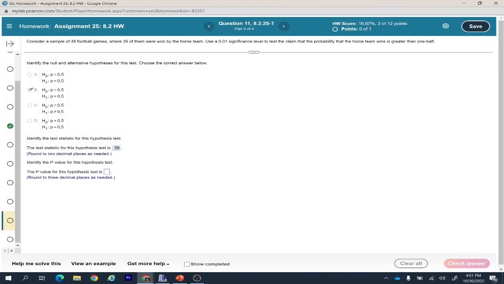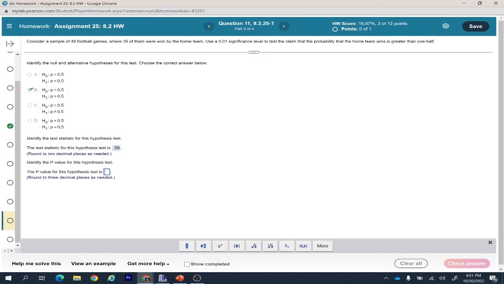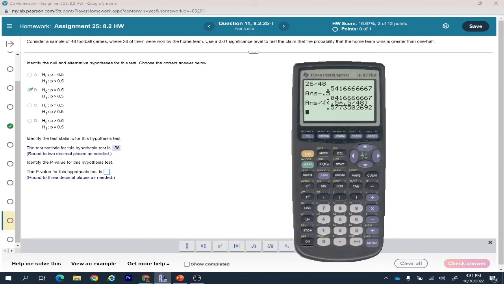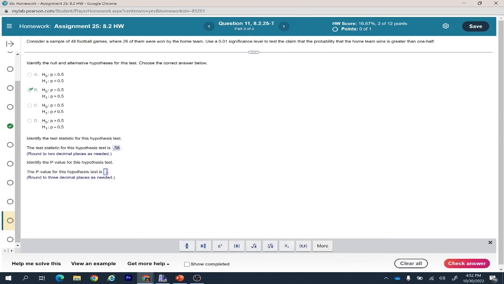Okay, now the p-value for this hypothesis test: we need to find the area under the curve to the right of this z-score. So how do you do that? Go here again, use the distribution menu, and then use the normal CDF function. It takes the lower z-score, which is 0.58, and comma, takes the higher z-score, which is, let me just take one huge number, and it gives me the area between these two numbers, which is 0.281. If I round it to 3 decimal places, that is my p-value, 0.281.